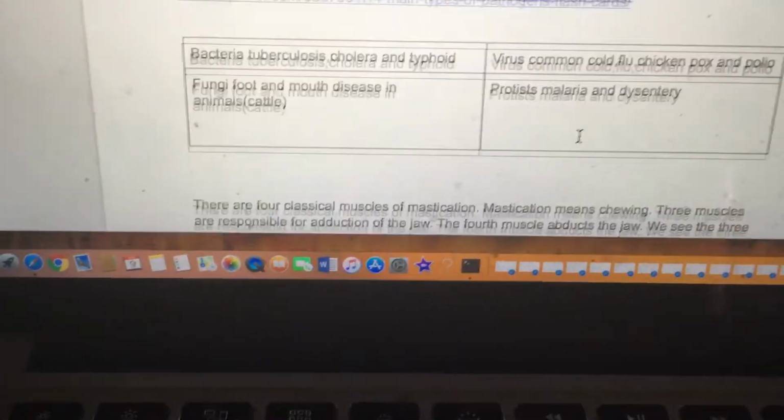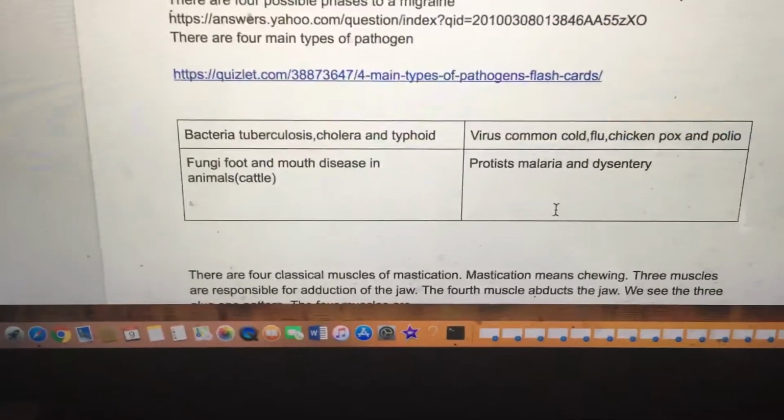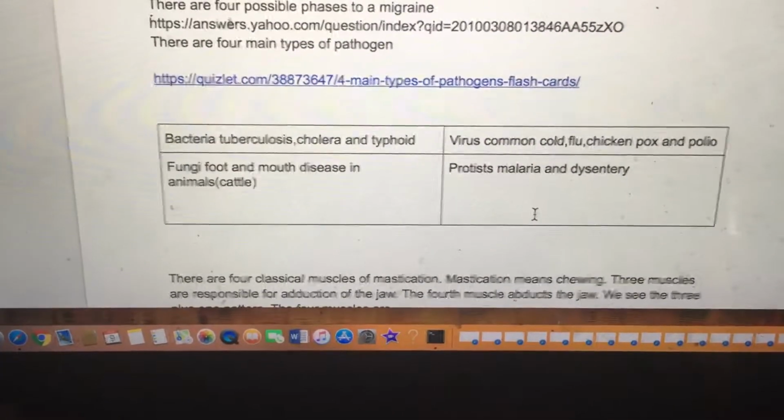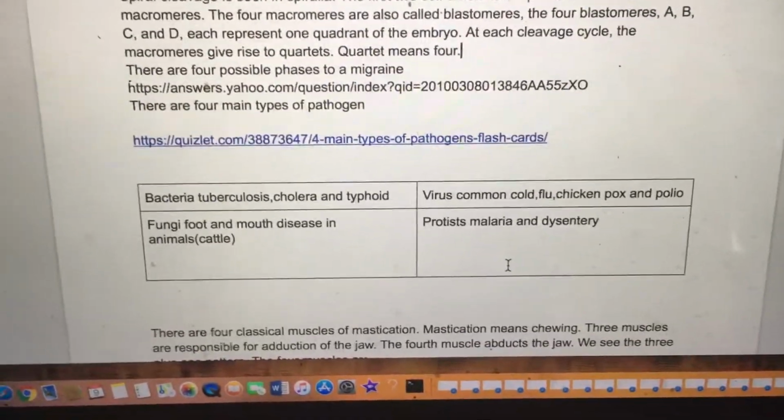There are 4 main types of pathogen: bacteria, tuberculosis; fungi, foot and mouth disease in animals; virus, common cold; and protists, malaria and dysentery.